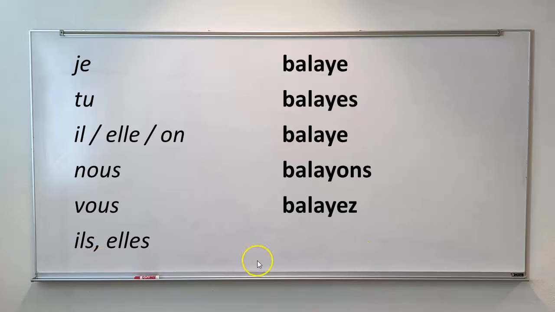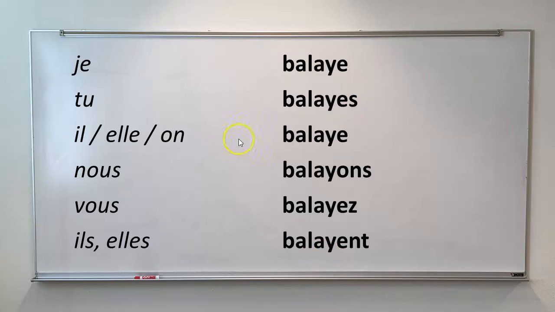Finally, ils or elles, we start with our root, balay, and we add the ending ent. Ils balayent. They sweep, they do sweep, they are sweeping. Or elles balayent. They sweep, they do sweep, they are sweeping.